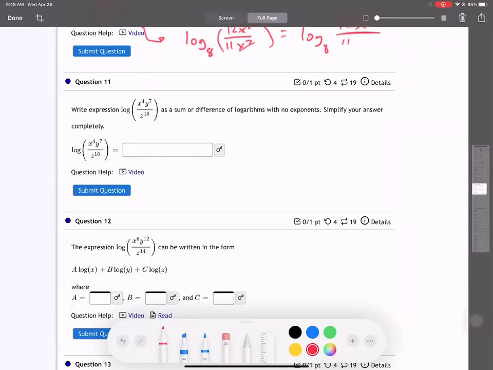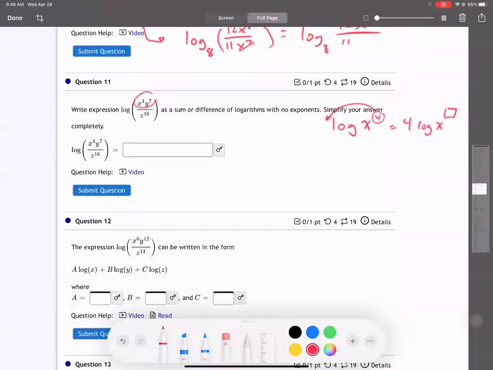Now, let me give you a quick review about logs in general. If I give you log of x to the 4th power, remember, exponents get brought down. So this is really 4 log of x, and we have no exponent anymore. And that's what they want us to write, no exponents. So we want to bring down all our exponents.